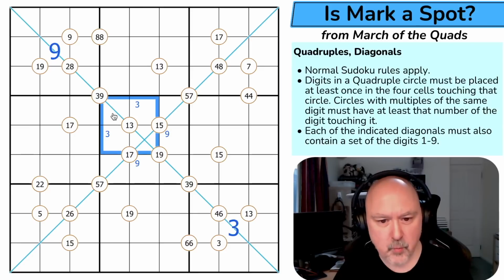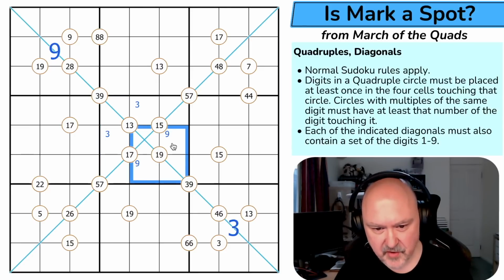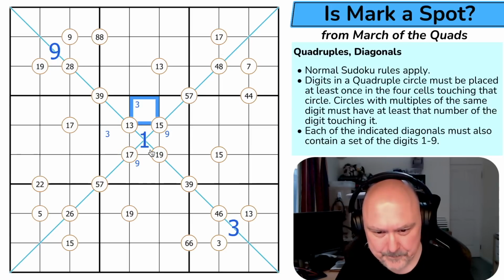Oh, 1 must be in one of those. 1 must be in one of those. The only place that you can put 1 that overlaps is right in the middle. So okay, that is an over clue. You didn't need all of those, but they look cool.